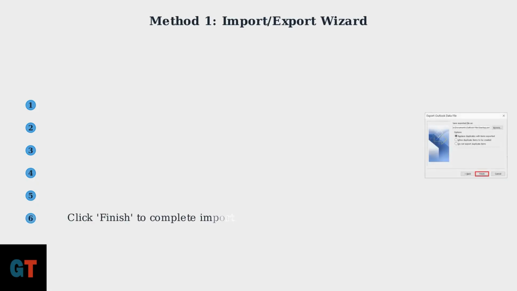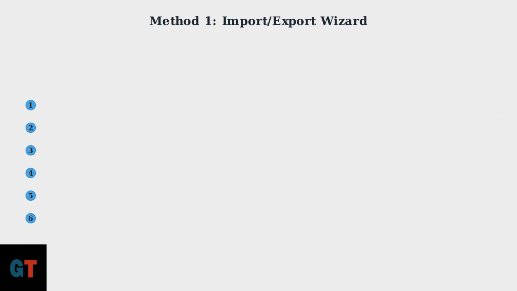Step 6. Click Finish to complete the import process. Outlook will now import all the data from your PST file into your mailbox.